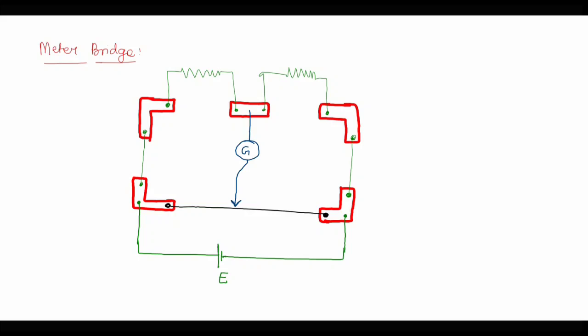The purpose of the experiment is to find out the unknown resistance. Over here we have a resistance R which is known, and the other one is X, an unknown resistance. The wire which we are using in the form of a meter bridge, as I have already mentioned, is of 1 meter length and provides a uniform resistance. We are using resistance per unit length as lambda.